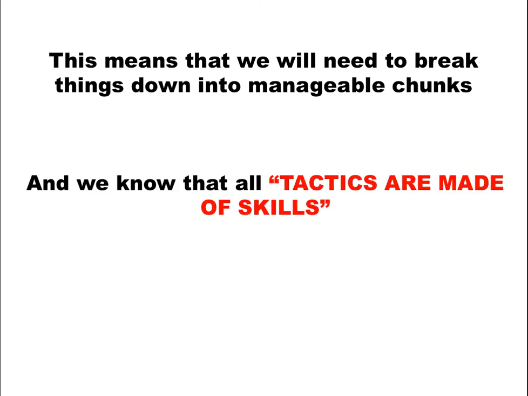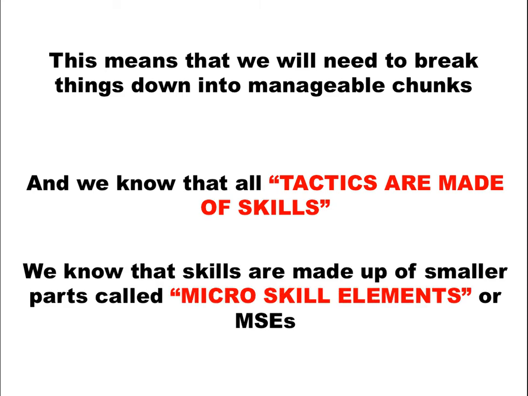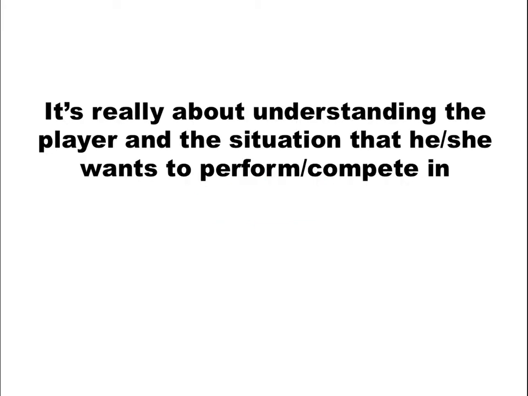This means that we will need to break down things into manageable chunks. And we know that all tactics are made of skills. We know that skills are made up of smaller parts called microskill elements, or MSEs. And I liken this to the same analogy of using letters to words. So for example, the letter would represent the microskill and the word would represent the skill itself. And we could look at tactics as actually being the sentence structure that the words are used in.